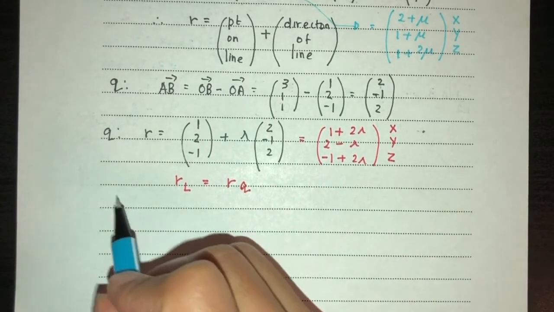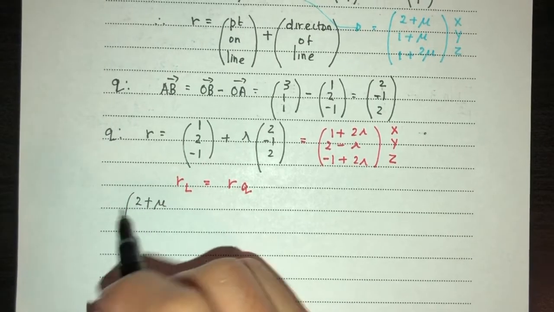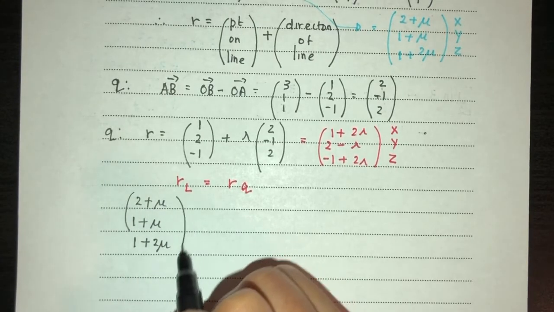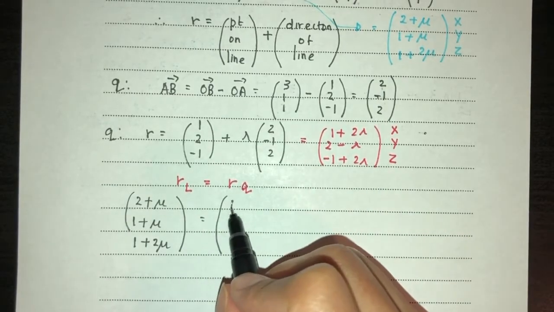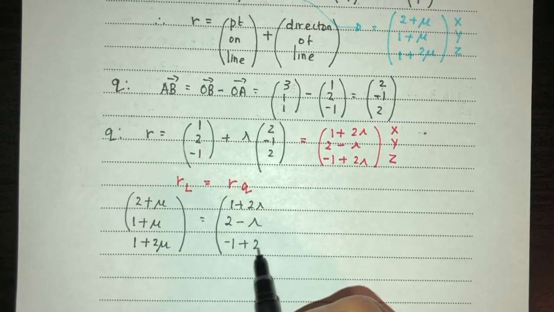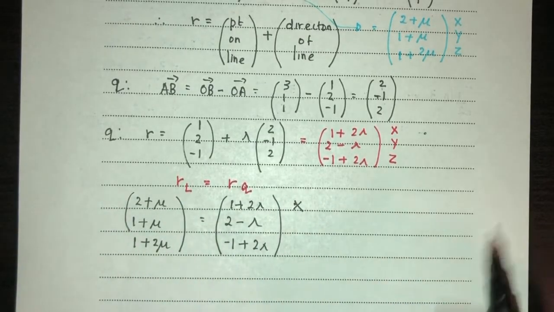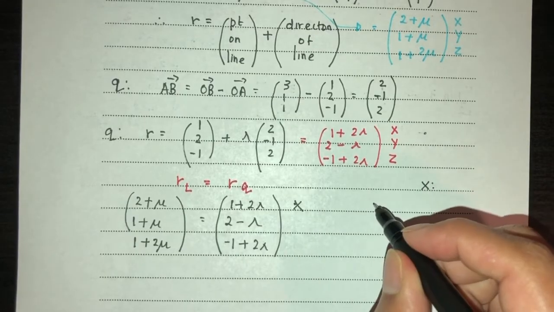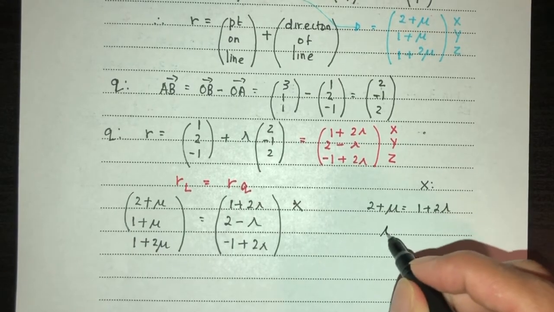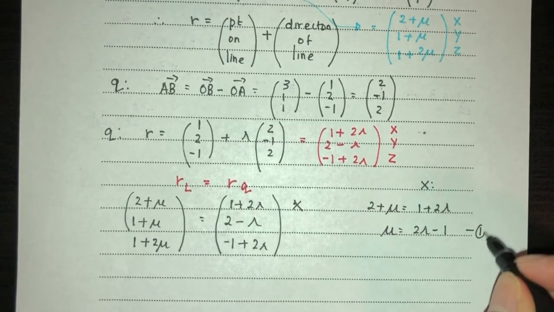So let's do that. On one side we will have this one, 2 plus mu, 1 plus mu, and 1 plus 2 mu is equal to 1 plus 2 lambda, 2 minus lambda, minus 1 plus 2 lambda. Now for the first line, it is your x. Let's compare that first. For your x, we have 2 plus mu is equal to 1 plus 2 lambda. So mu is equal to 2 lambda minus 1. That is your first equation.